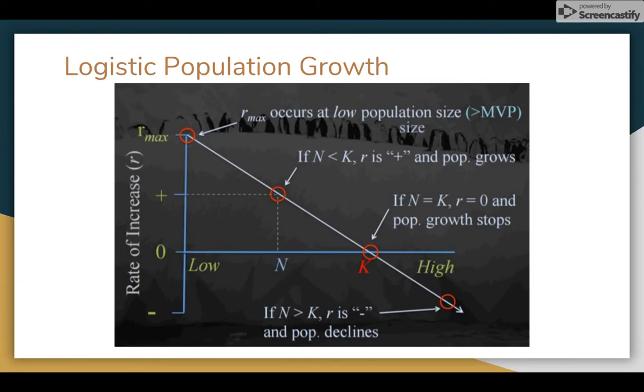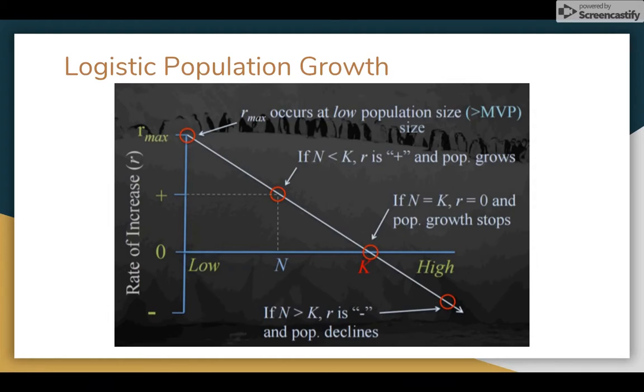Some of the key points are that at Rmax, the highest rate of increase in the population size is very low and is below the minimum viable population. Once the MVP is reached, R continues to be positive, and the population continues to grow exponentially, as long as the number of individuals in the population does not hit K.